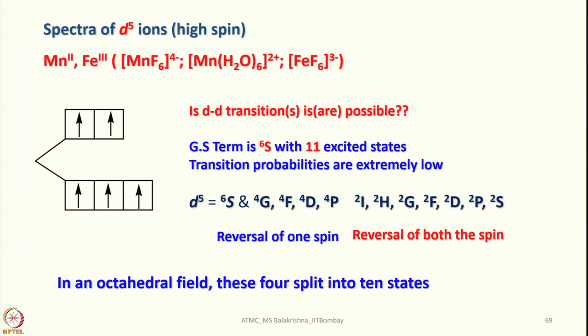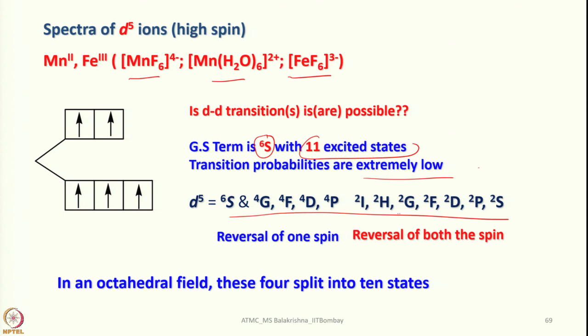Now the spectra of d5, a high spin complex. For example, if you take Mn2+ or Fe3+, examples are given here. In these cases, d-d transitions are strictly forbidden. The ground state has a 6S term with 11 excited states, listed here. Transition probabilities are extremely low. Of course, if the electron goes like this, it has to sit something like this here, so that is not permitted. That is the reason d-d transitions are spin forbidden in the case of d5.